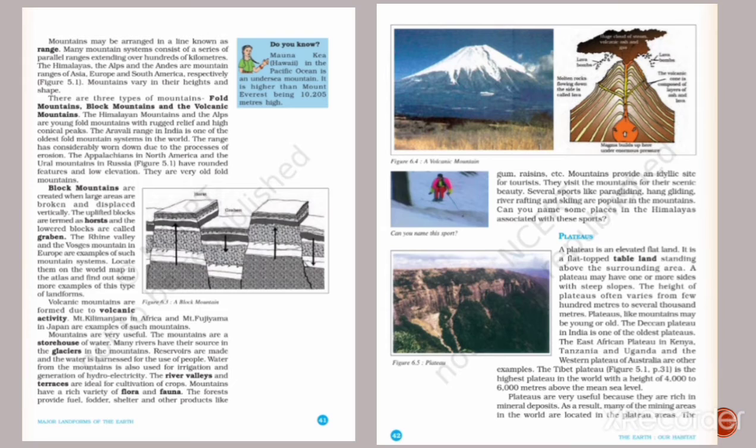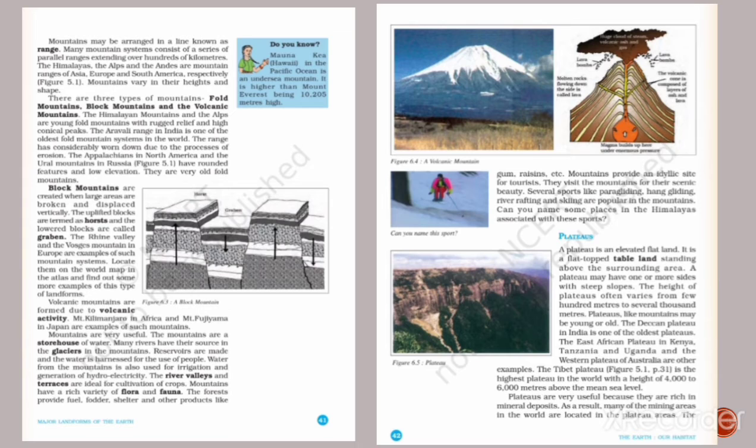The mountains are a storehouse of water. Many rivers have their source in the glaciers in the mountains. Glaciers are rivers of ice and snow, which are the source of water for a large number of the major rivers of the world. Water from the mountains is also used for irrigation and generation of hydroelectricity.